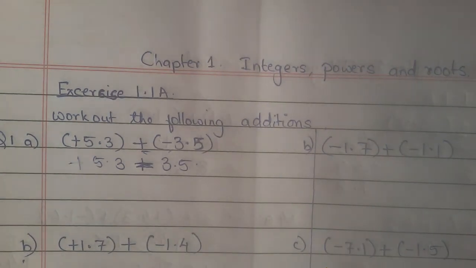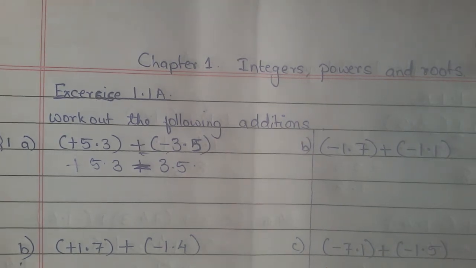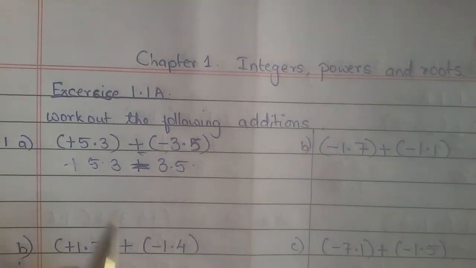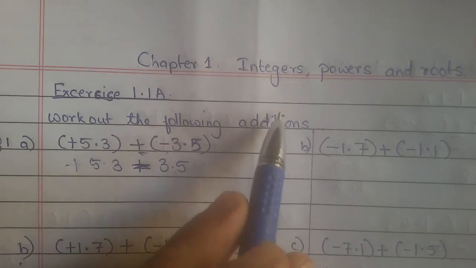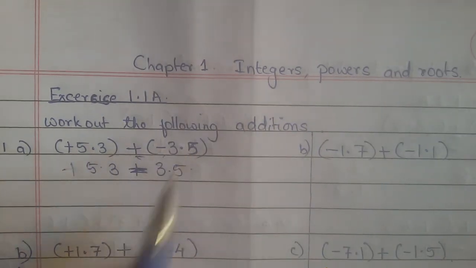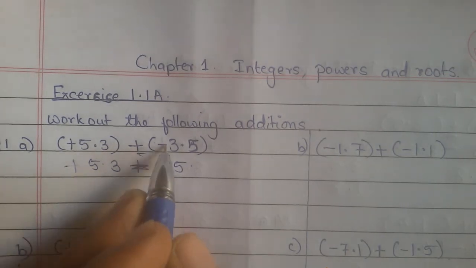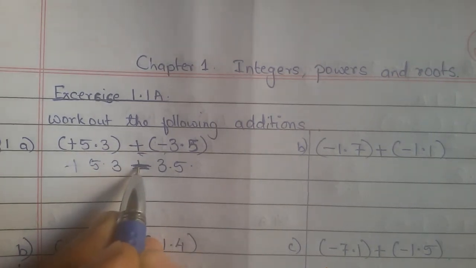Maths Checkpoint, Book 3, Chapter number 1, Integers, Powers and Roots. Exercise 1.1a. Work out the following additions. Plus 5.3 plus minus 3.5. Here first of all we have to eliminate the double sign. Plus into minus will be minus.